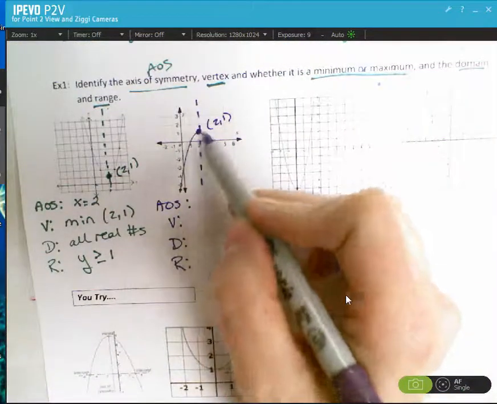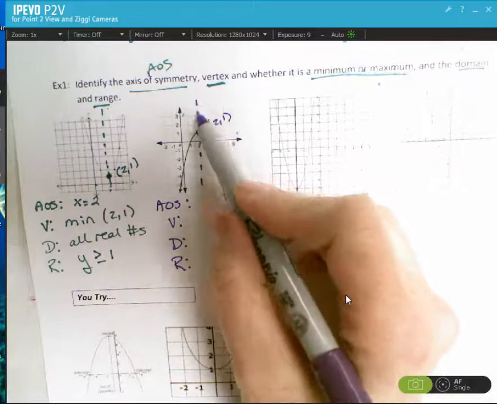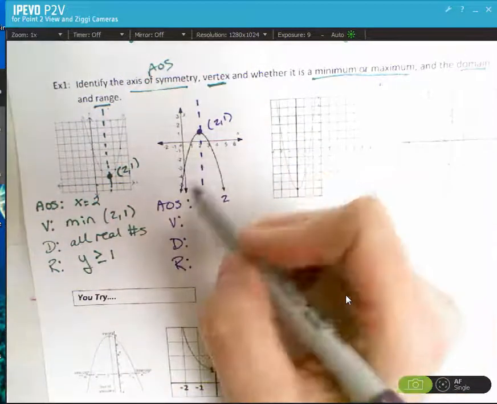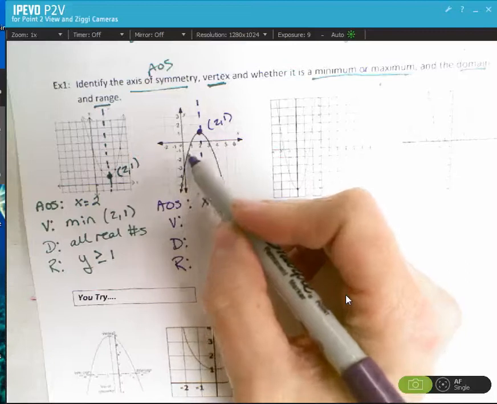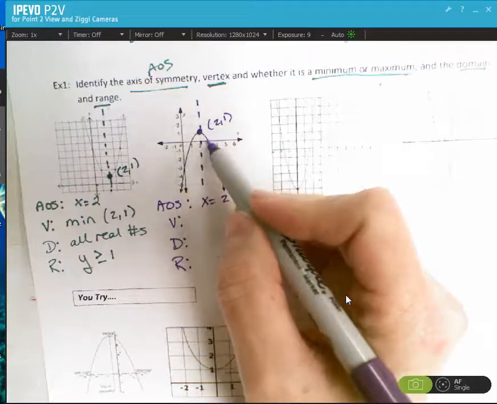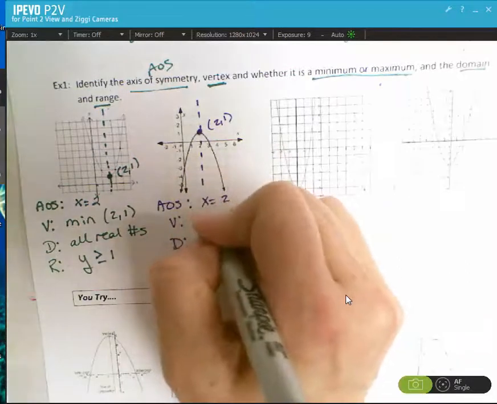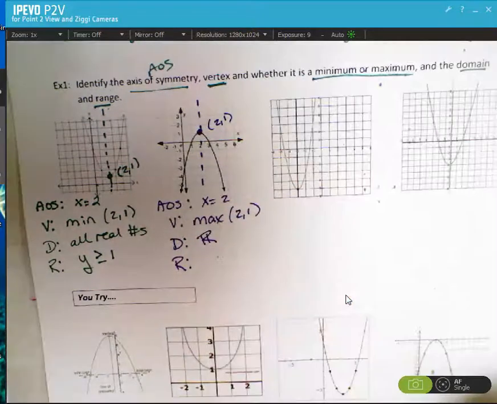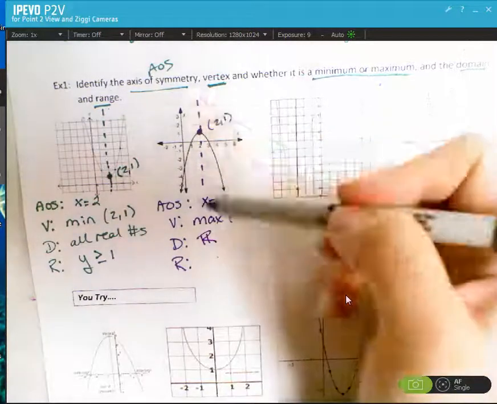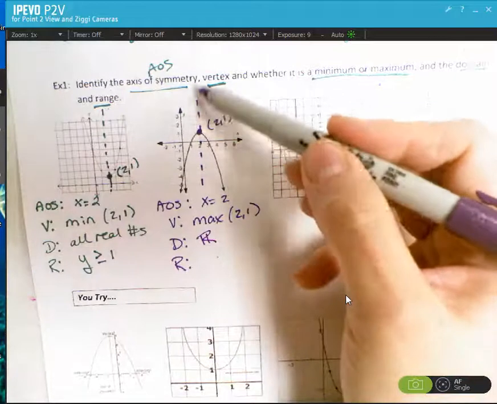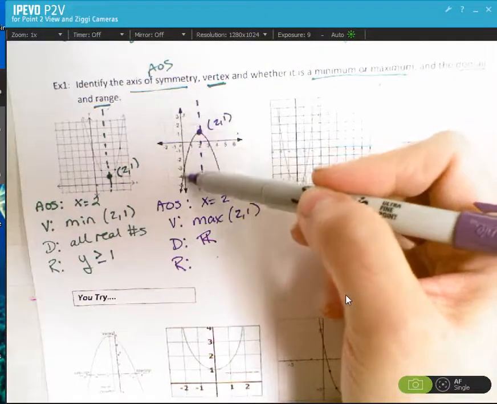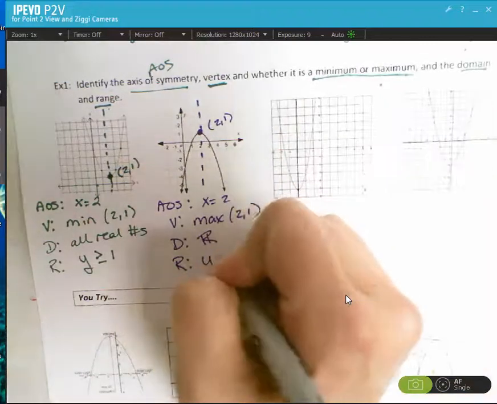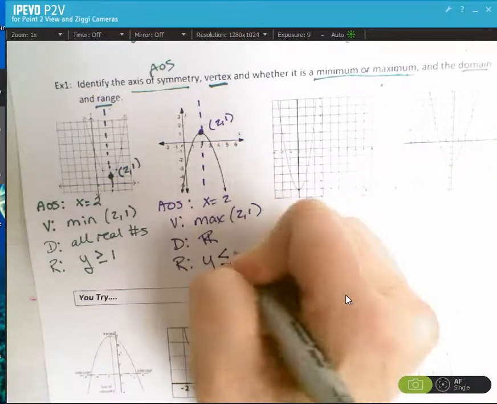But we see it's opening down. My line of symmetry still crosses my x-axis at 2, so it's x equals 2. I go along left to right, reading it. I go up to a maximum number, and then I start coming back down. So this is a maximum vertex at (2, 1). Domain is all real numbers. And for my range, I don't have anything above 1, but I have a bunch of y's, negative 5, negative 6, all the way going down. So my y's are going to be less than or equal to 1.